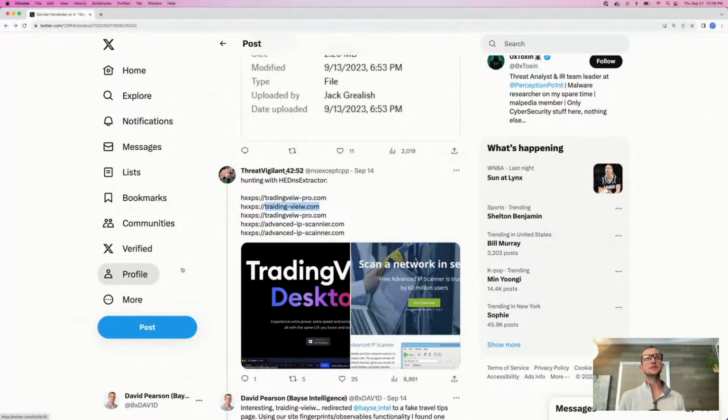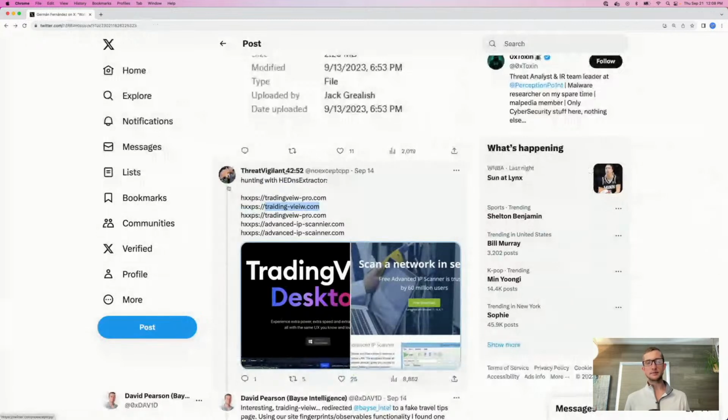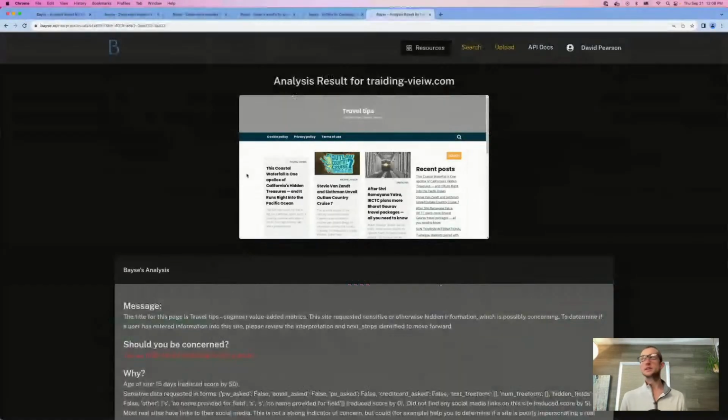So for example, if Threat Vigilant had sent this information to us through the proper path, like submitted it as a URL to base from the start, we would have likely gotten this view, right? But we didn't get that. So we happened to get, and apologies for the dog, we didn't get that path. We got a different path. The path that we got was this bogus travel tips site.